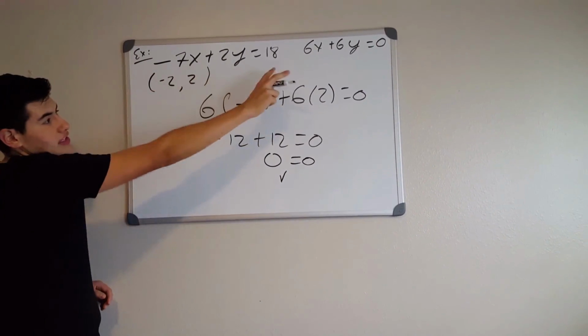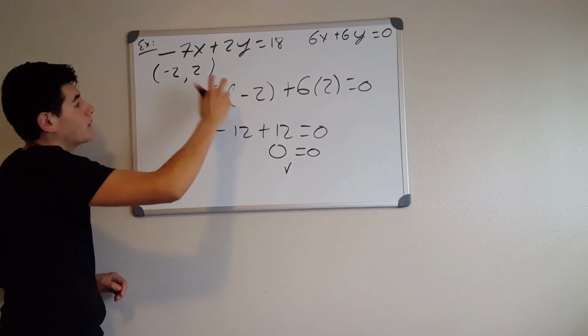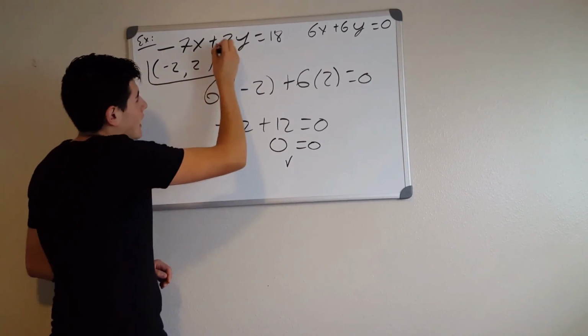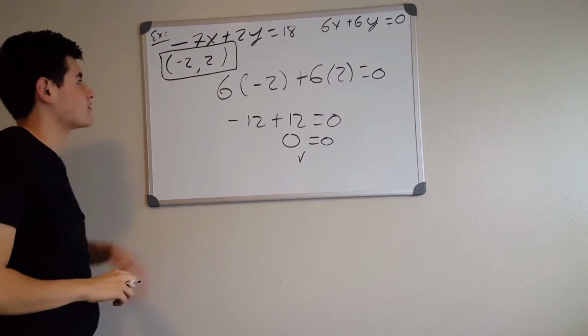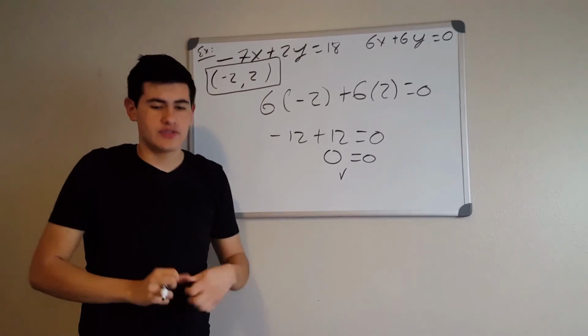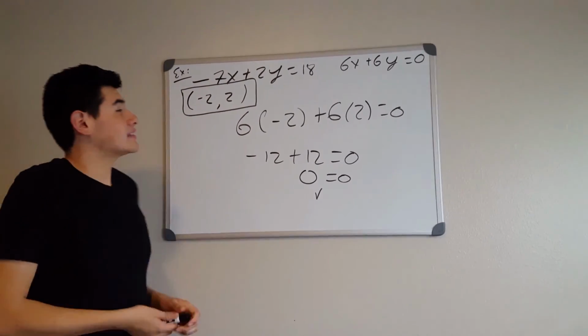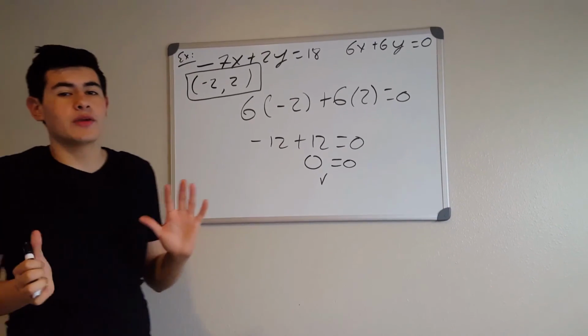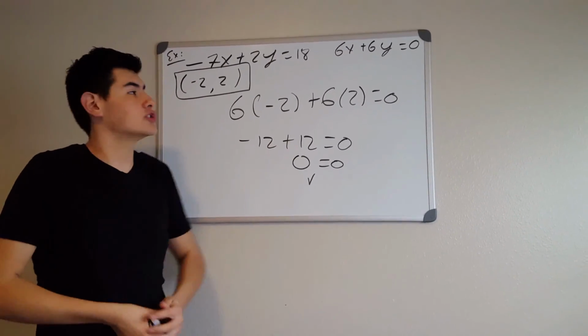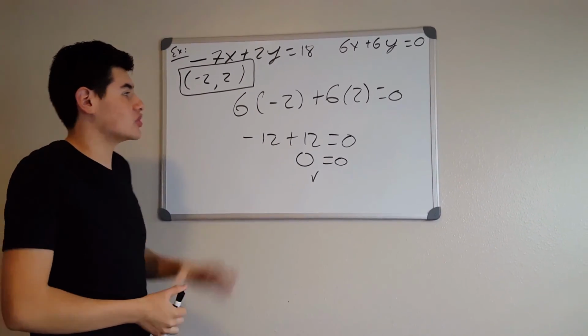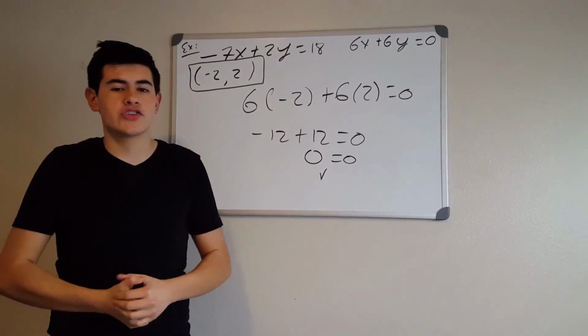Our point for these two functions that satisfies them is negative 2, comma 2, which is x value of negative 2, y value of 2. That's it for this. Later on this week, I'll be releasing solving systems of equations through elimination, which is another way to solve these systems of equations.